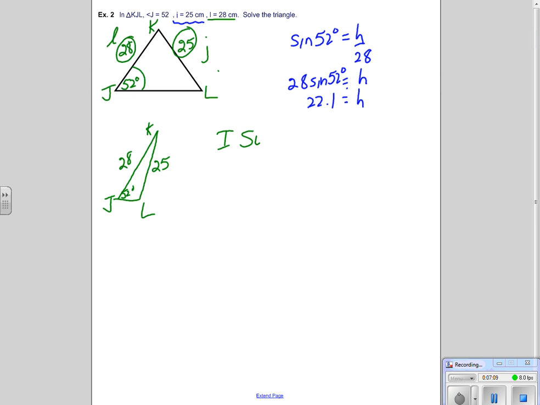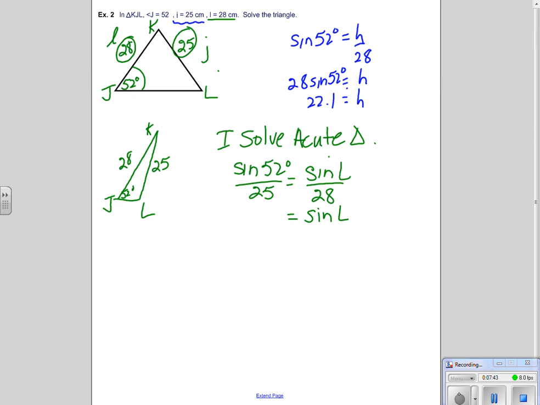Number one, let's solve for the acute triangle. We want to find side K, we want to find angle L, and angle K as well. So I'm going to use, as always, the sine law to solve this. Sine of 52 over 25 equals sine of L over 28. I'm going to leave the K's for now because there are two things that we don't know there. So to solve for angle L, I'm going to multiply both sides by 28.